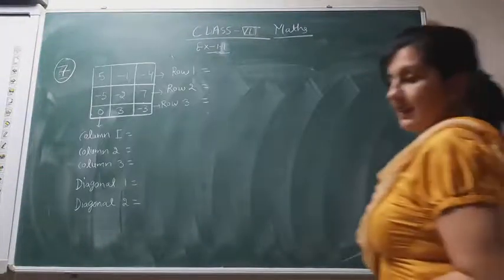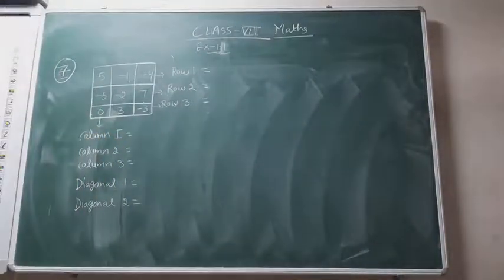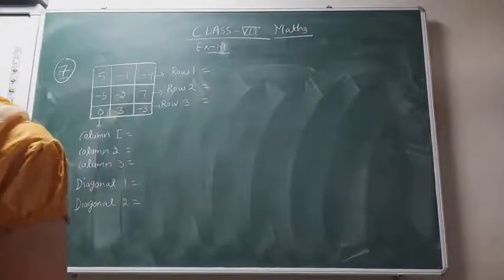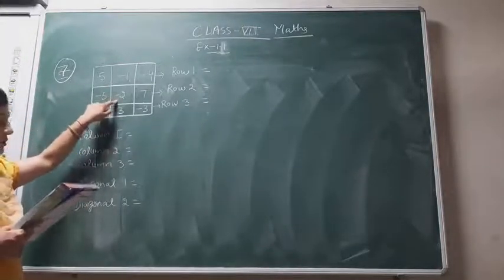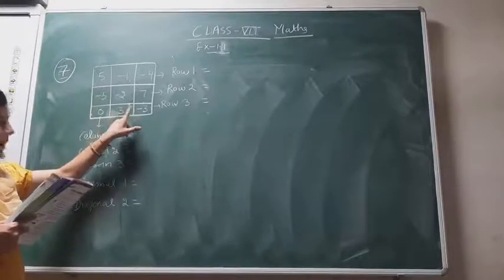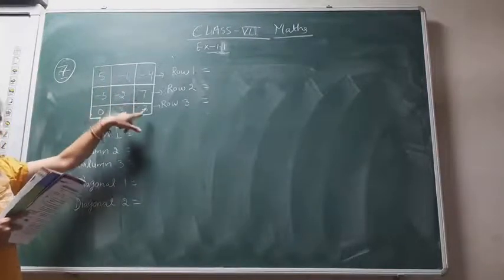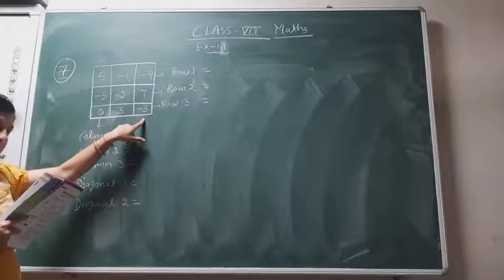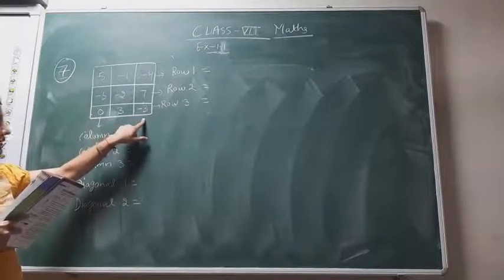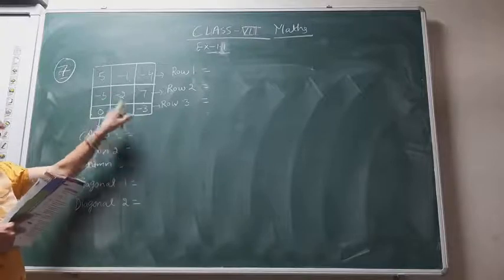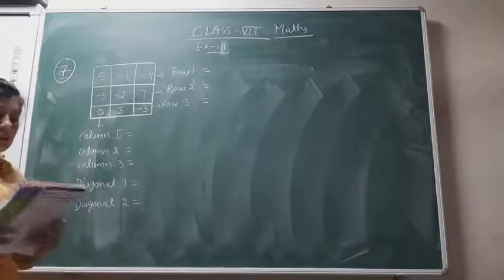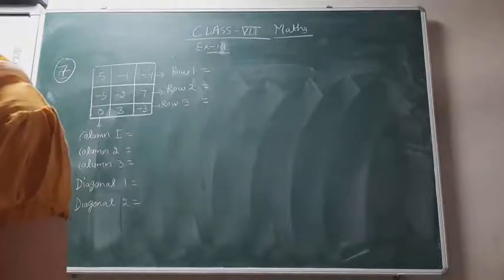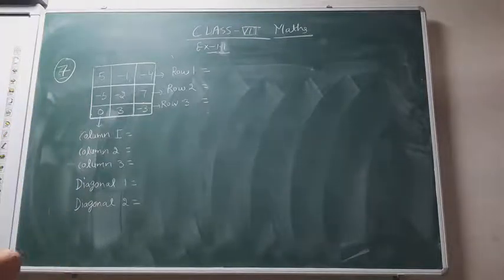Okay students, let us move to the next question. Our next question is the 7th question on page number 5. The statement is: in a magic square, each row, column and diagonal have the same sum. Check which of the following is a magic square. It is written that the sum of each row, each column and diagonal should be the same. Then we can call it a magic square.